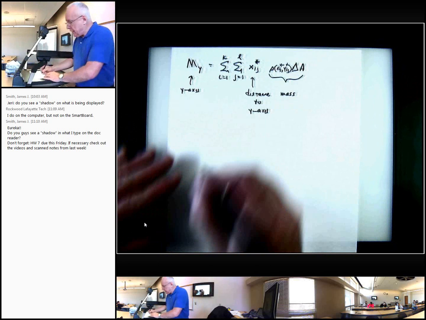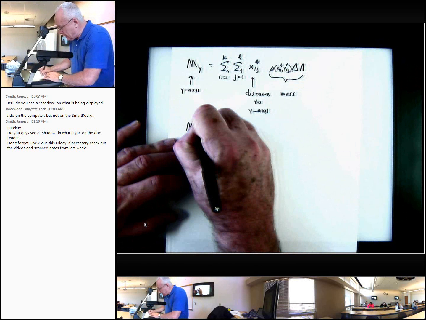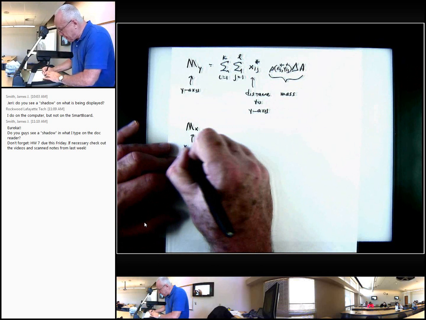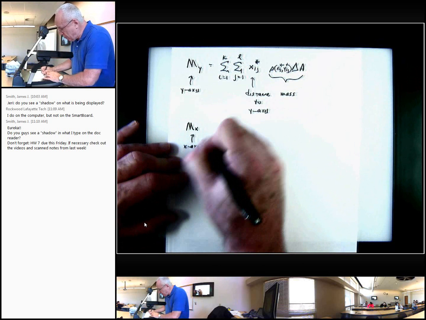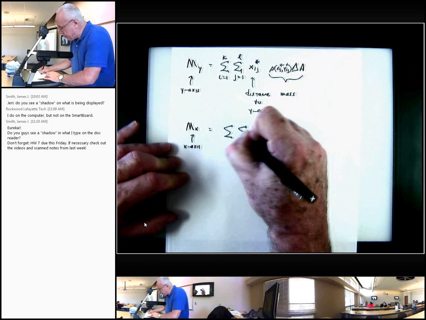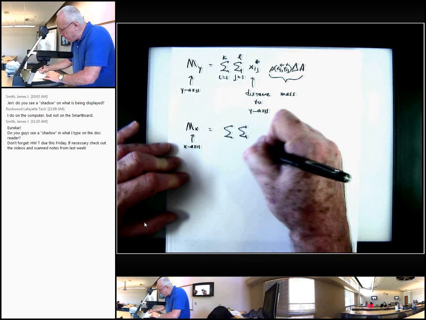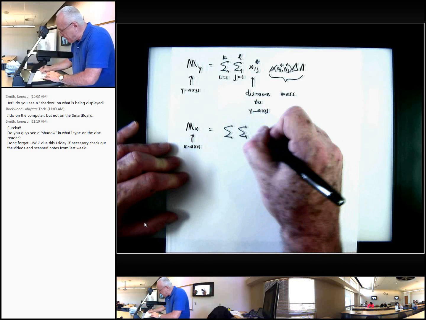I get a similar formula when I want to look at the moment with respect to the x-axis. I again get a double summation. This time, though, I use the distance to the x-axis.